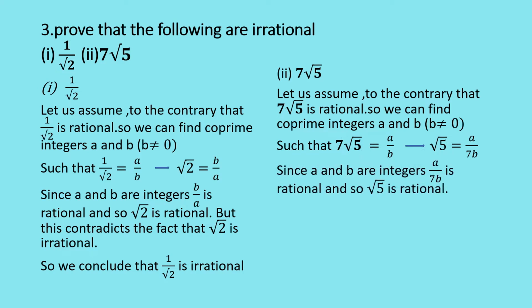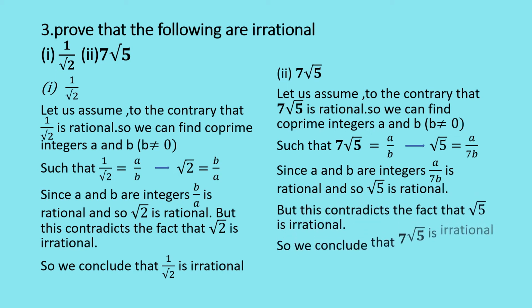Since a and b are integers, a upon 7b is a rational number. So root 5 is rational. But this contradicts the fact that root 5 is irrational. So we conclude that 7 root 5 is irrational.